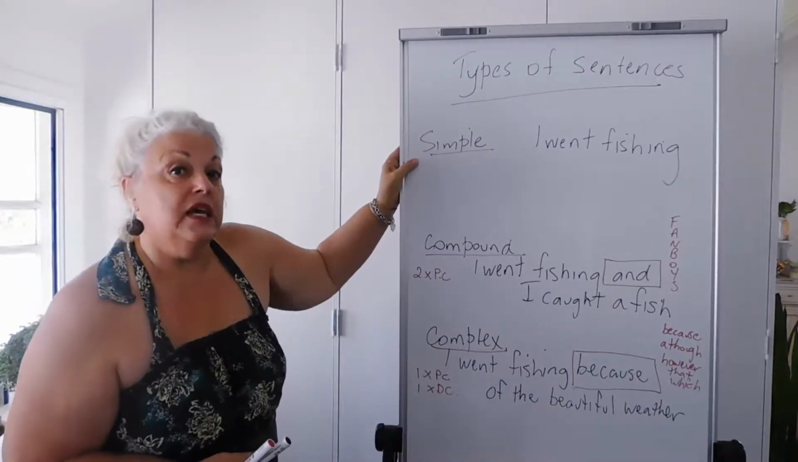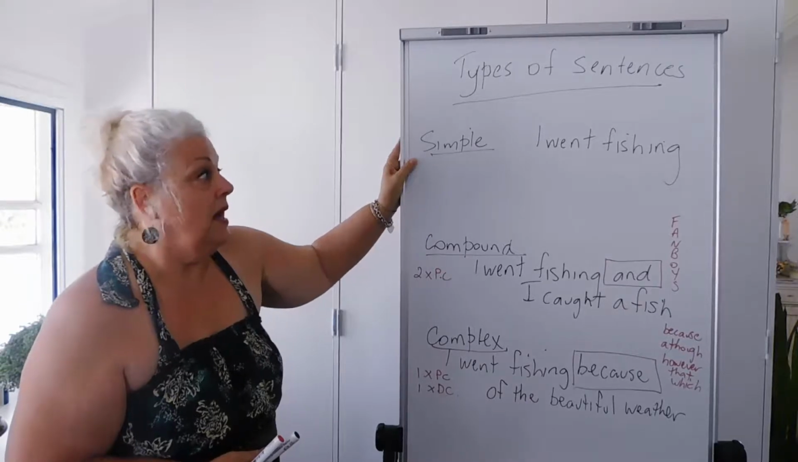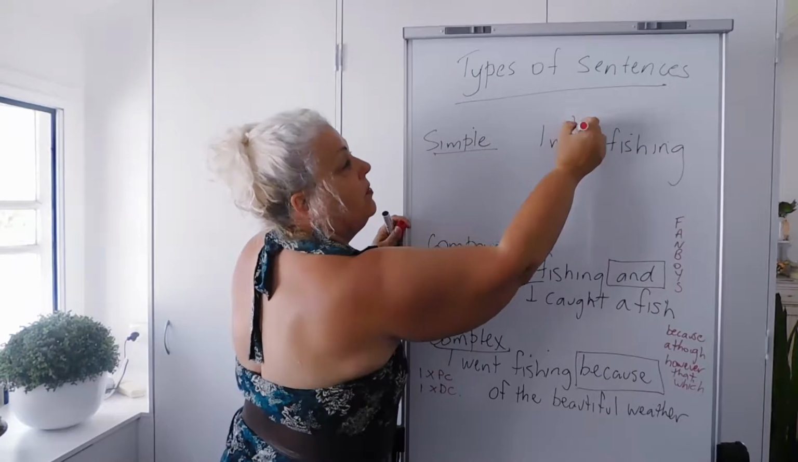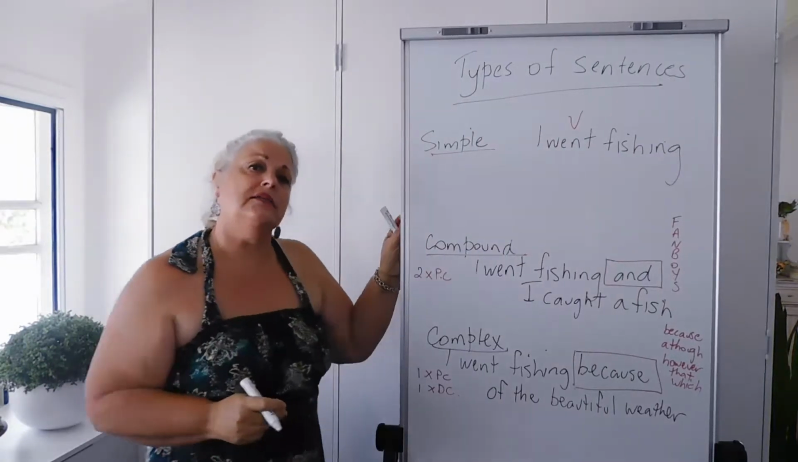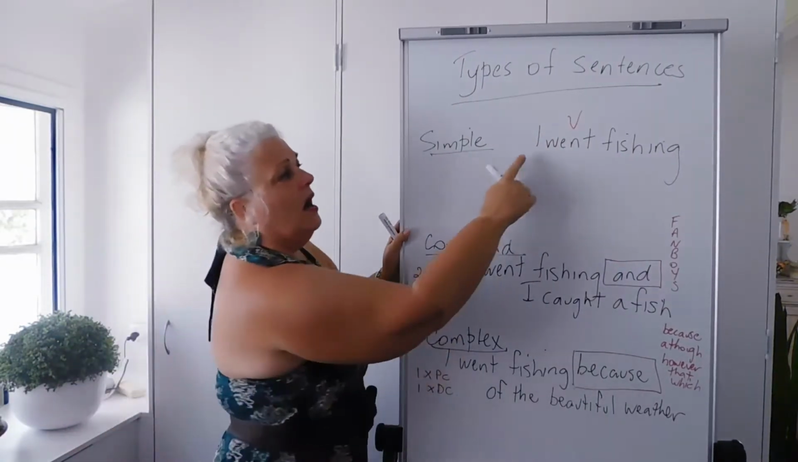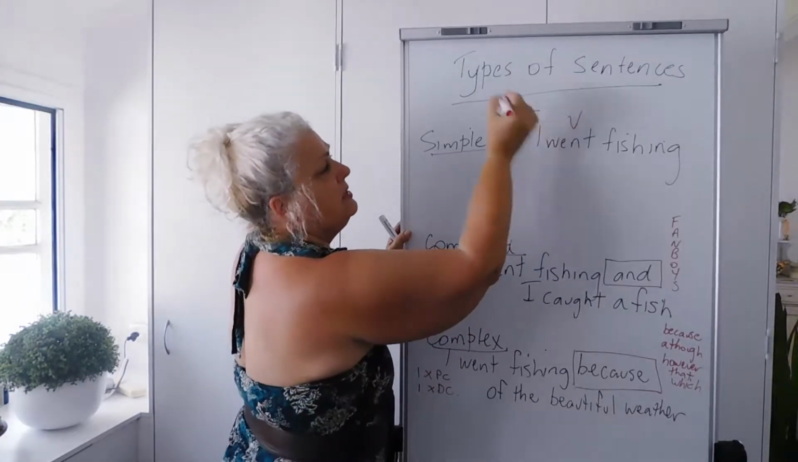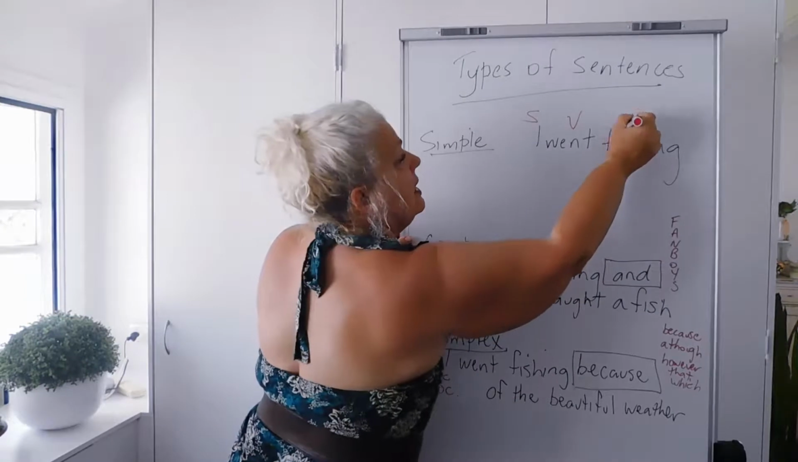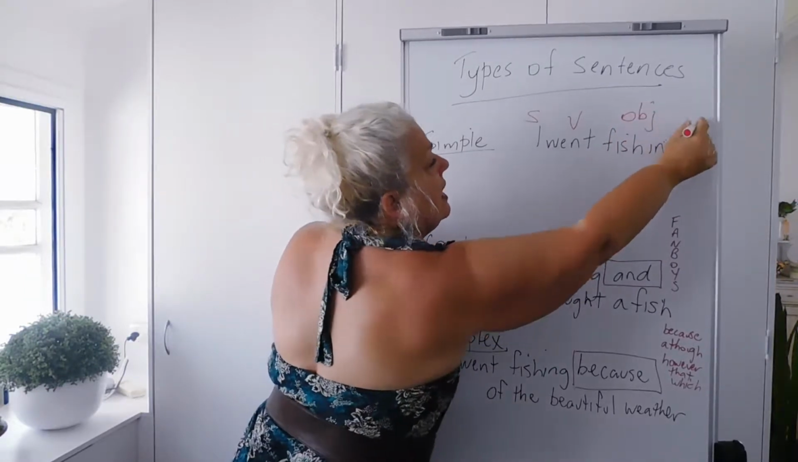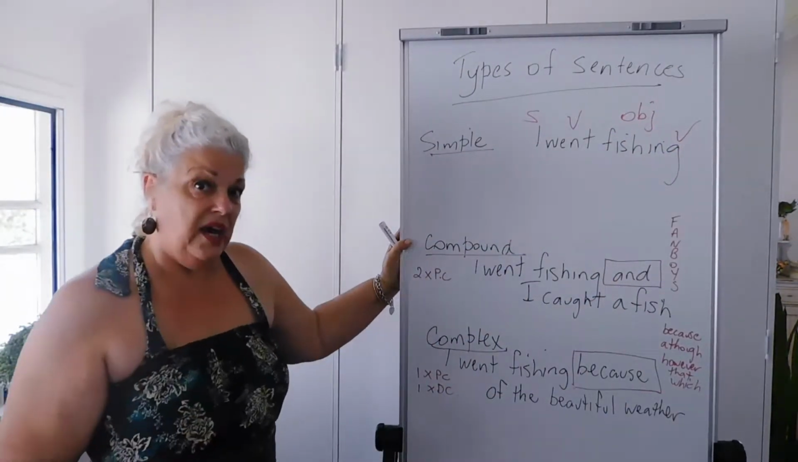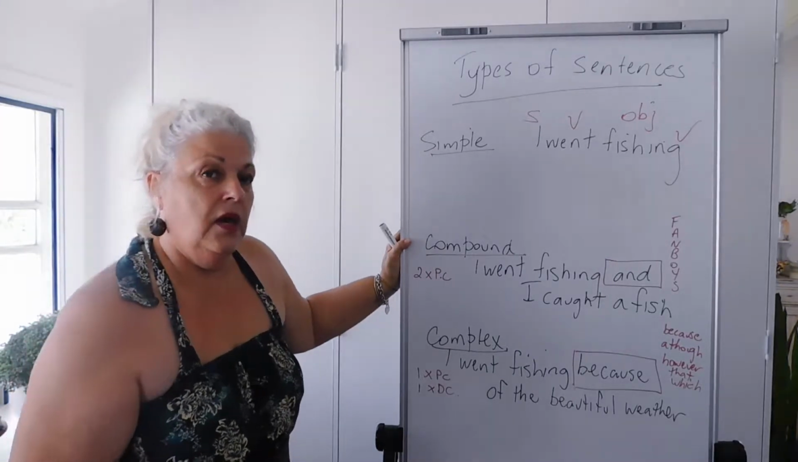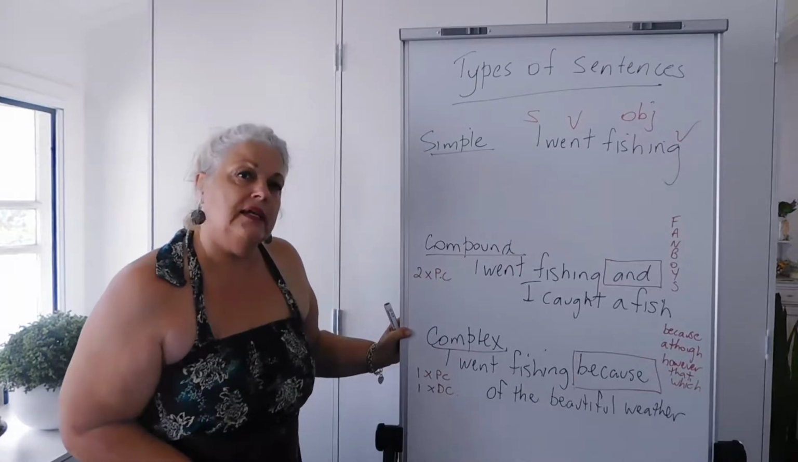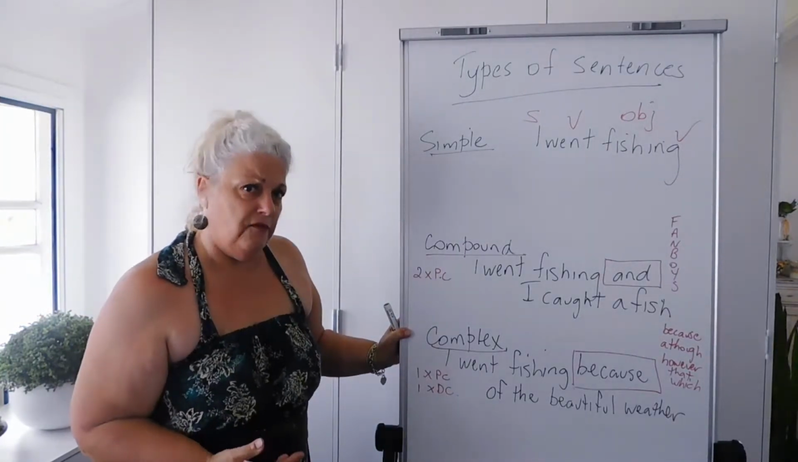I went through a simple sentence with you last lesson, and we worked out that a sentence has to have a verb, went. We asked the verb, who went? I went, so it has a subject. Went where? Fishing, so it has an object. It's a simple sentence, very basic, very straightforward. I'm going to teach you today about compound sentences and complex sentences because they make your writing far more interesting.